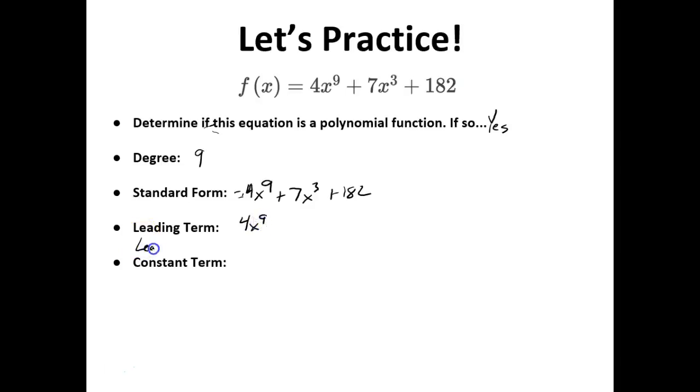The leading coefficient is just the number in front, so it's just the 4. And then the constant term is the term without any x's, so that's 182.